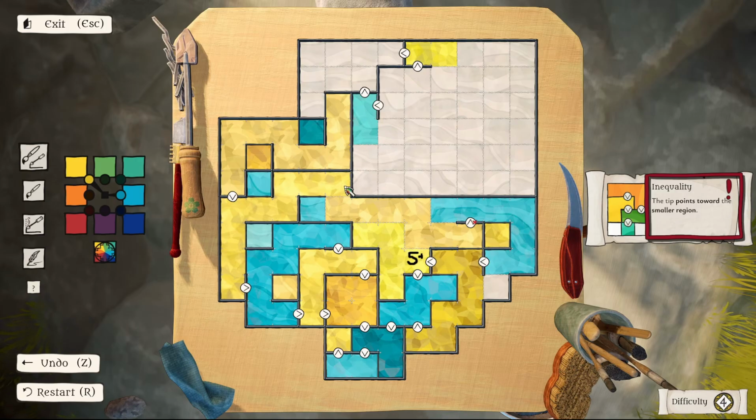Only 7. Can I join these? No. So I've got 7 here, 8 here, and I'm going to need 9 there. But if I make this one smaller, then that's not happy. So, have I made a mistake, or are there 2 that I can combine somewhere?